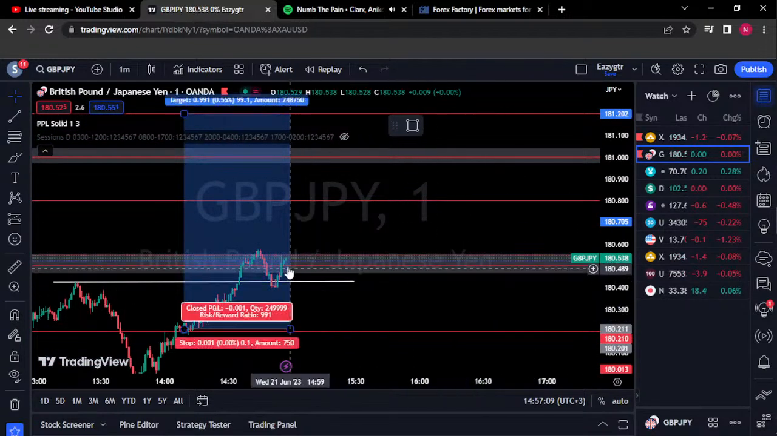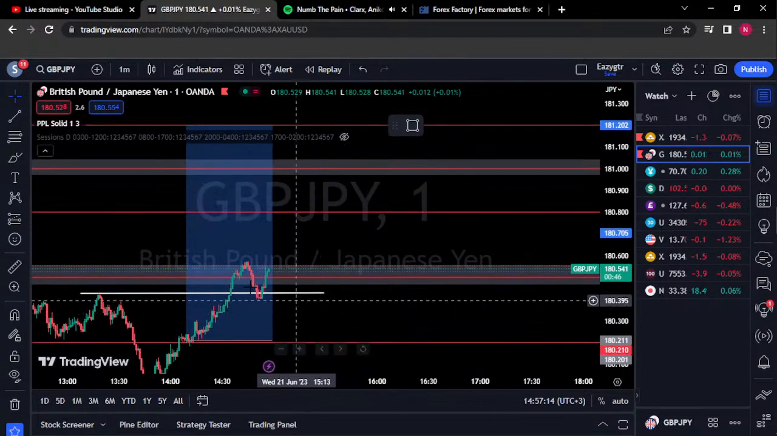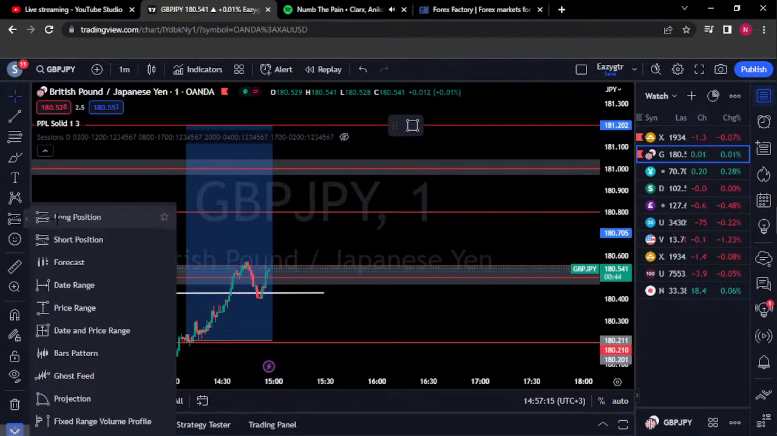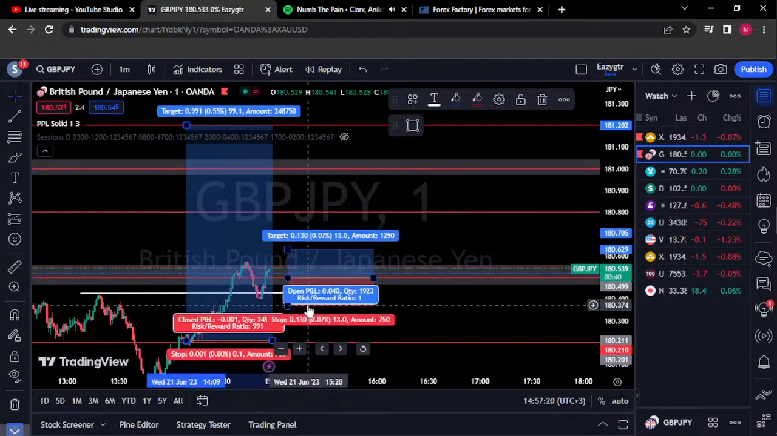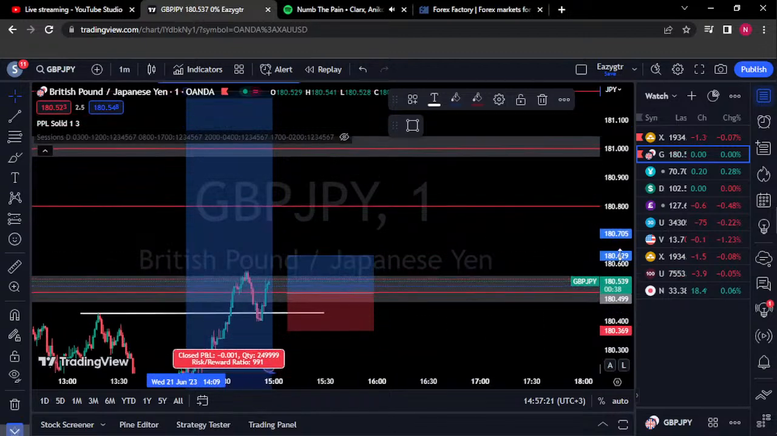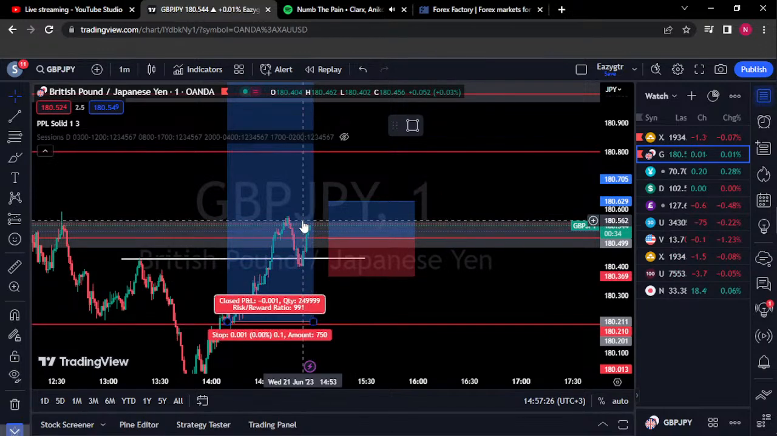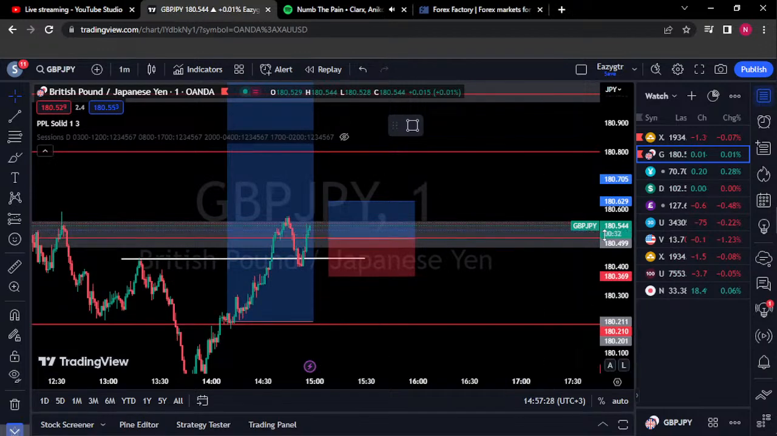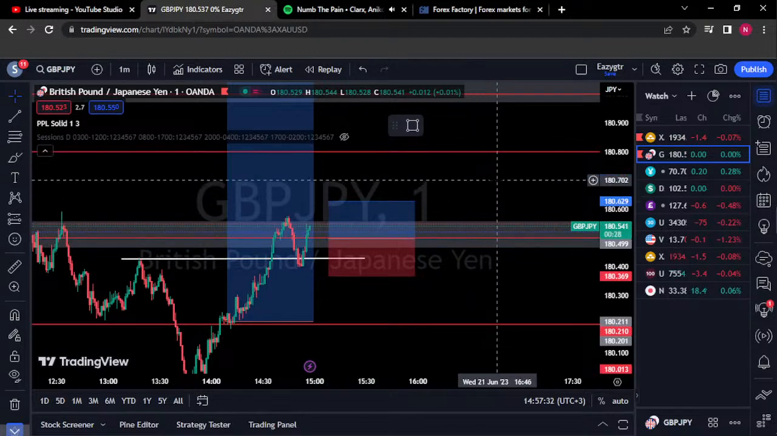So this is a good area to enter if you missed the first trade, and have your stop loss at 13 pips since it's below this price sensitivity area, such that when price closes below 18500 and goes to break, this setup is invalid.